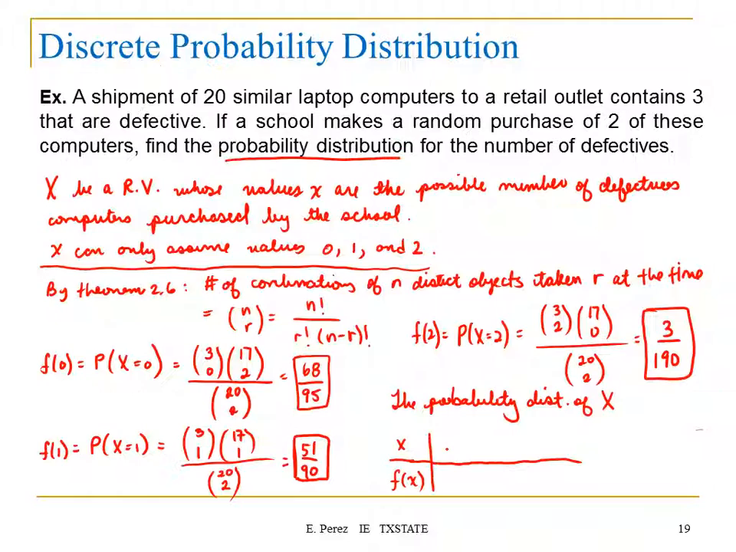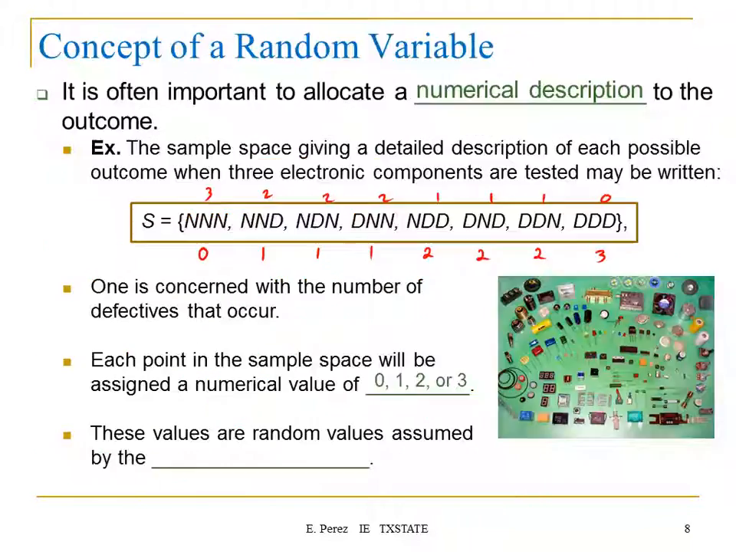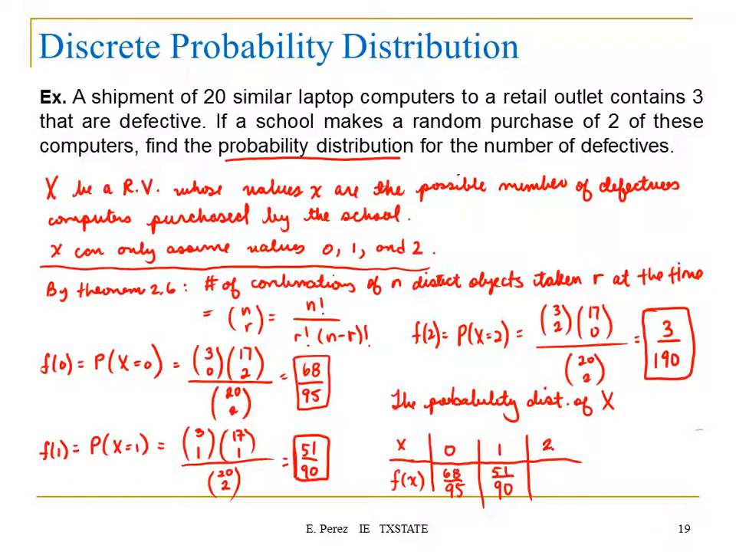For x equals 0, f of x is 68 over 95. For x equals 1, the probability is 51 over 90. And for x equals 2, the probability is 3 over 190. And that's your probability distribution for that random variable.